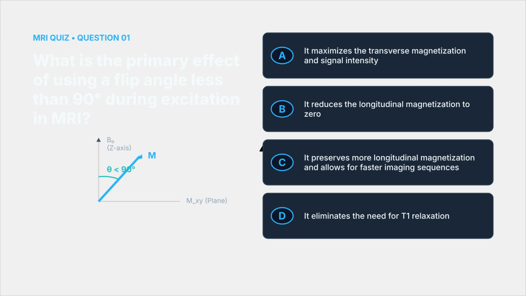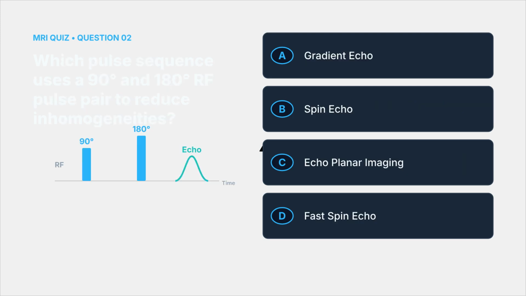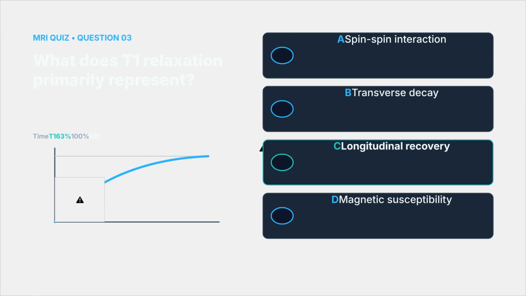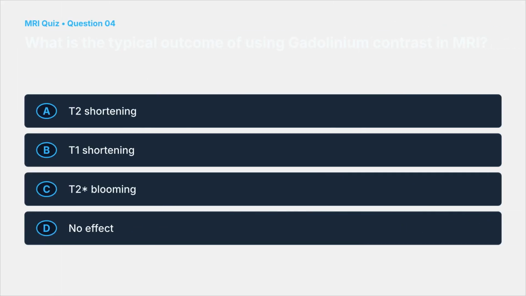Question 1. What is the primary effect of using a flip angle less than 90 degrees during excitation in MRI? Question 2. Which pulse sequence uses a 90 and 180 degree RF pulse pair to reduce inhomogeneities? Question 3. What does T1 relaxation primarily represent? Question 4. What is the typical clinical outcome of using gadolinium contrast in an MRI scan?